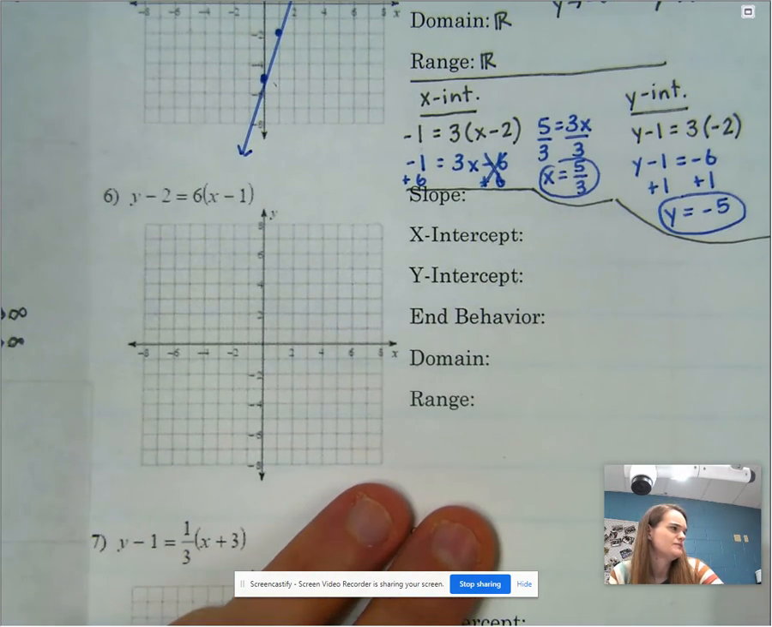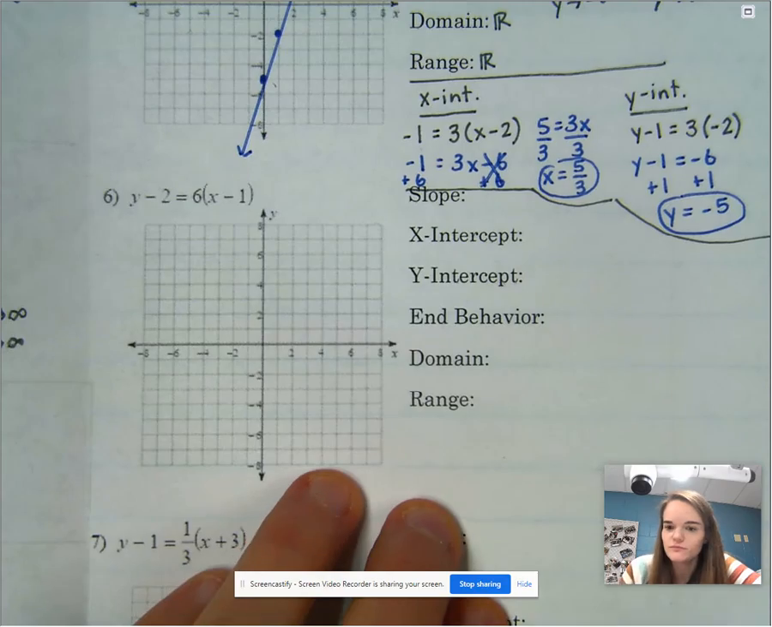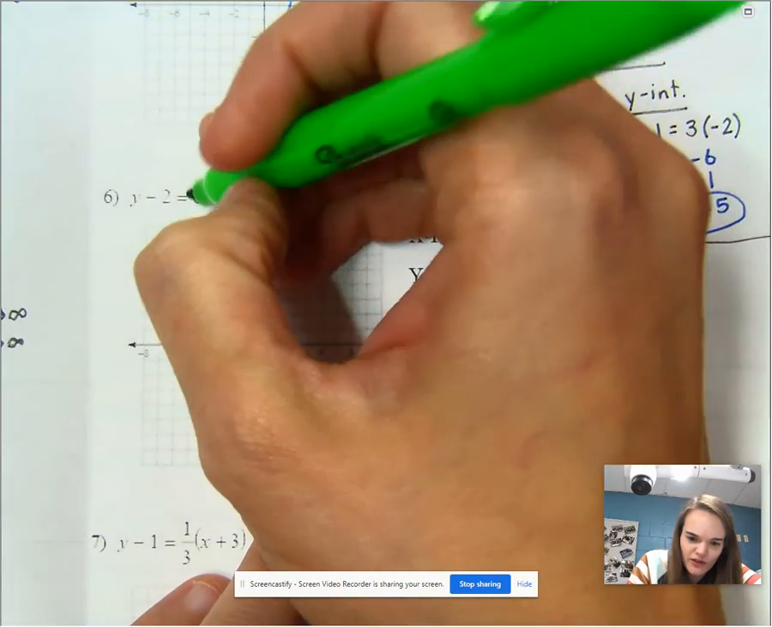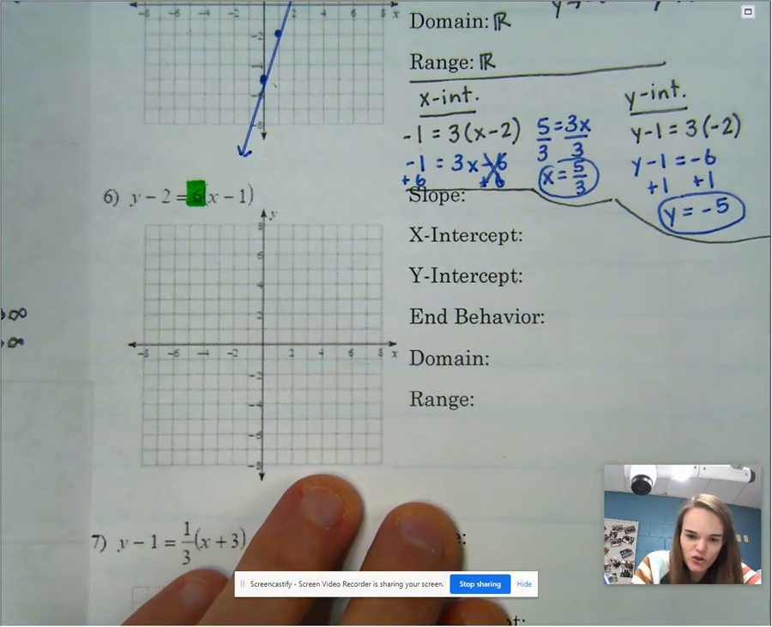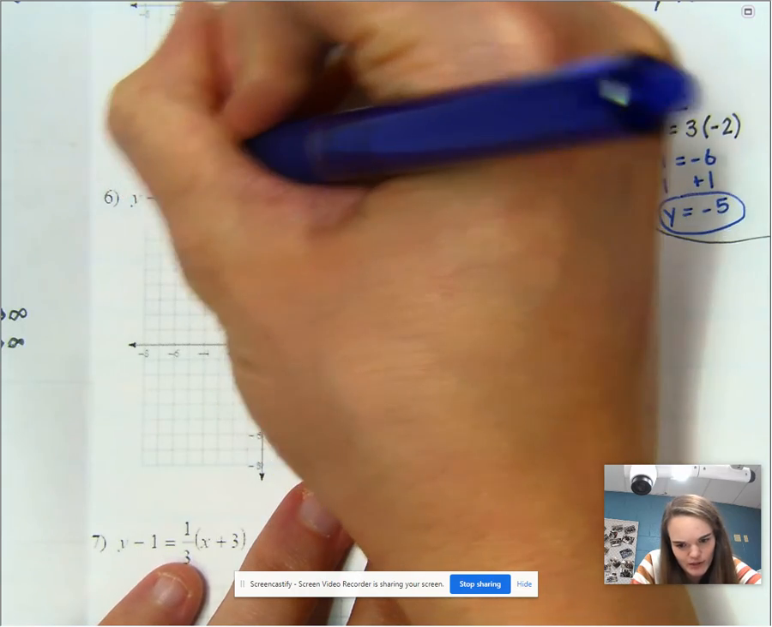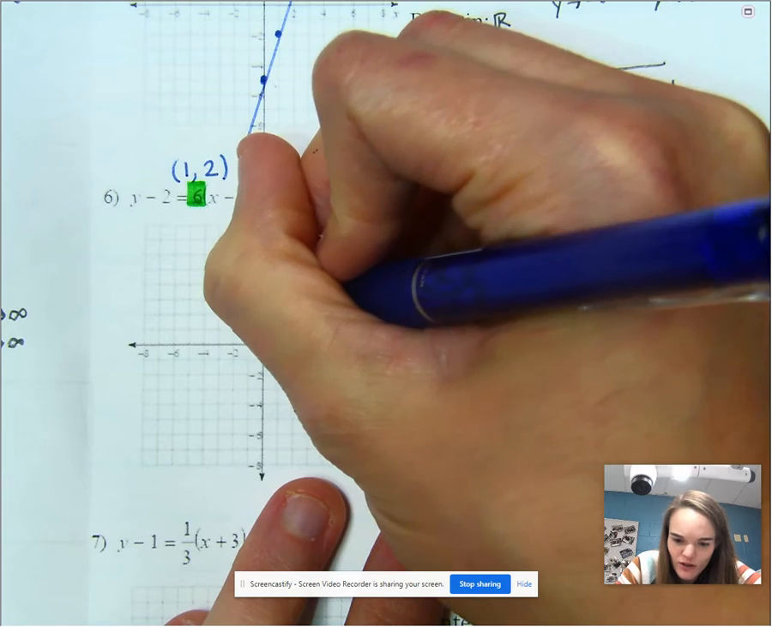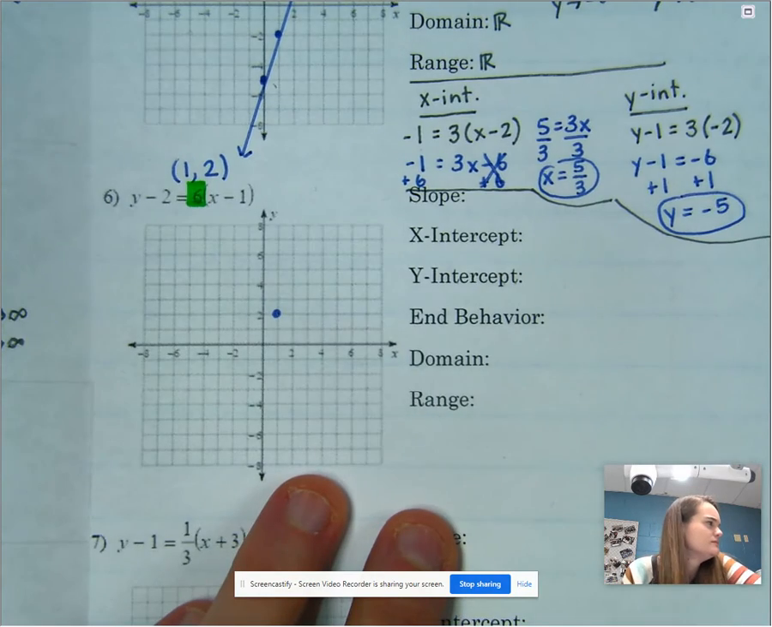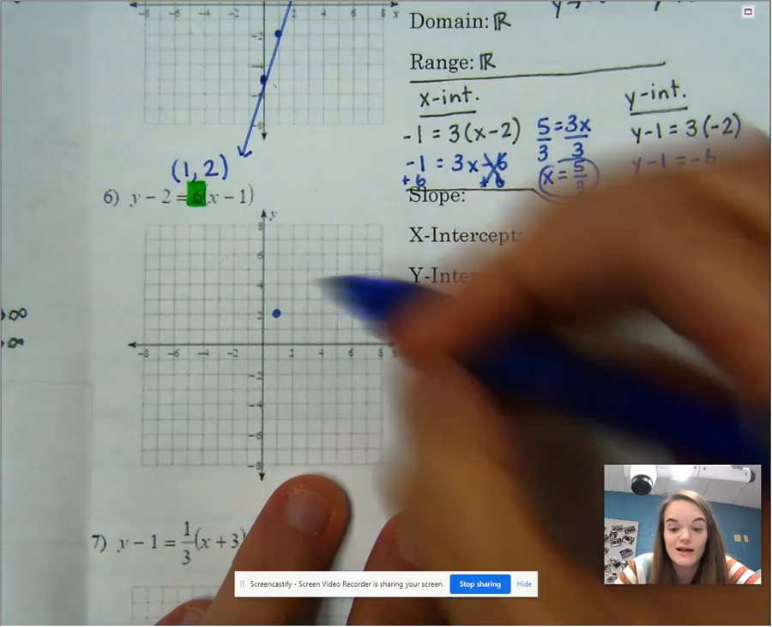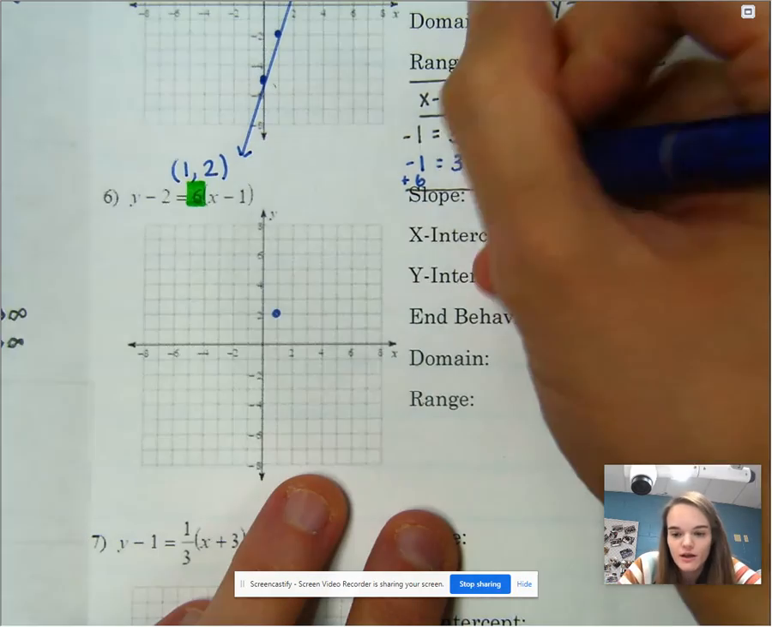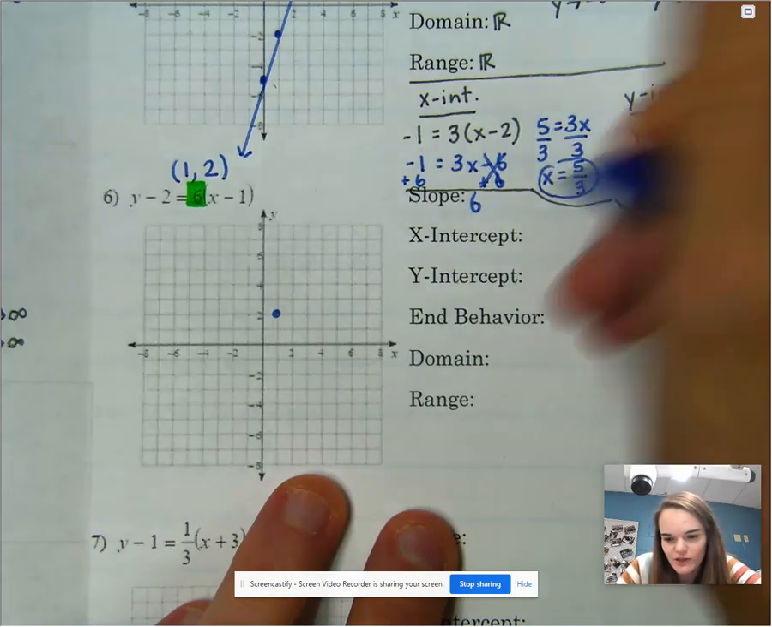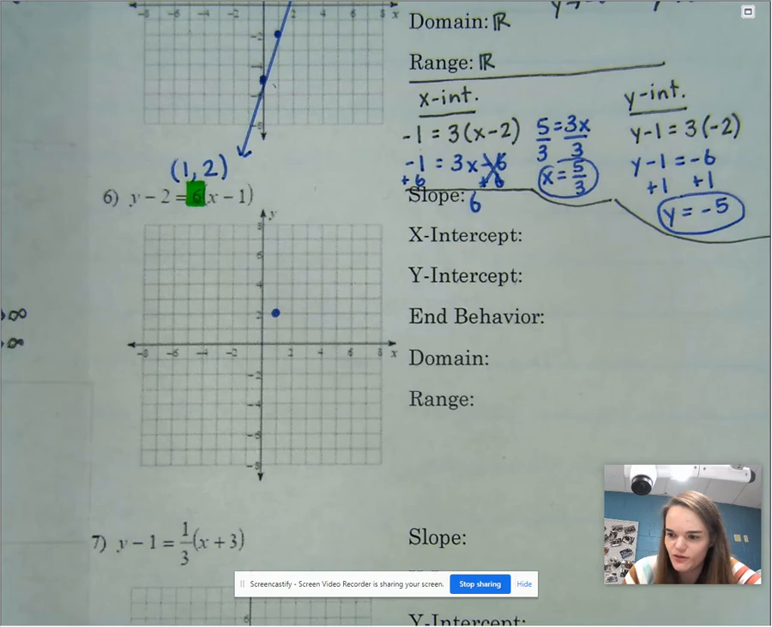Number 6. Our slope is 6. Our special point is 1, 2. That means 1, 2 is going to be on our line. I could graph it right now by going up 6 over 1. Okay, but my slope is 6. Let's find the x-intercept and the y-intercept.